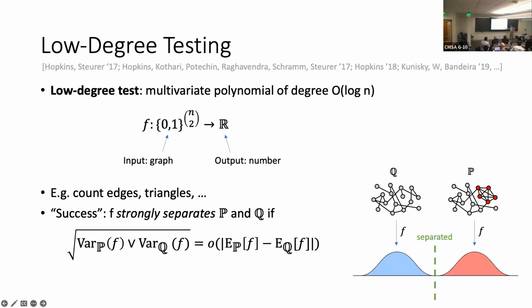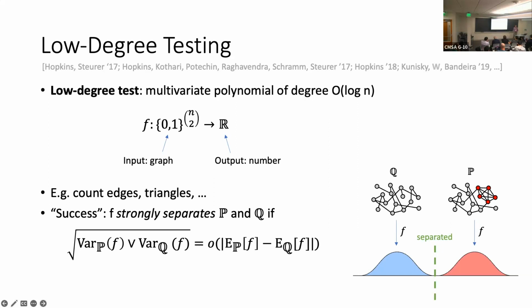Formally speaking, this is what we're going to take as the definition of success for one of these low degree tests. We're just saying that the maximum of the two standard deviations has to be smaller than the difference between the means. Is that okay? This is certainly a sufficient condition for distinguishing these with high probability using Chebyshev's inequality. And when we prove lower bounds, if we want to show that this is hard to tell apart, we're going to prove that no low degree polynomial can achieve this type of separation.